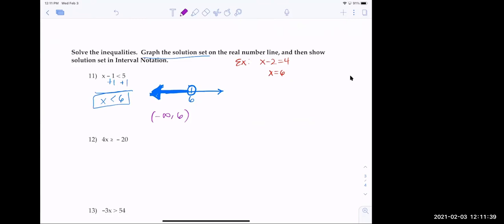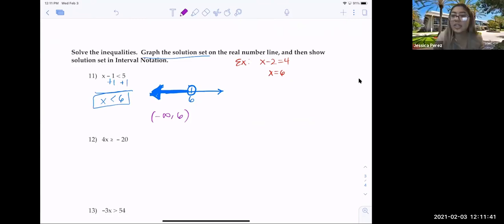Yes, it's always from left to right, always. So you always read from left to right. You can't put 6 and then negative infinity. That does not make sense, right? Or you can't put 10 and then 5. So you have to go in order. Does that answer your question, Wendy?